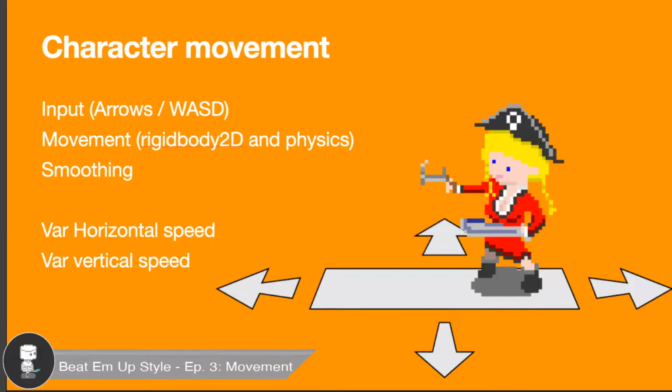In this episode, we're going to be talking about character movement. In beat 'em up style games, character movement is slightly unique in that characters can move up and down, left and right, but the vertical is at a different speed than the horizontal speed. Some beat 'em up style games have characters jumping, and this is where some implementation might get more complex.